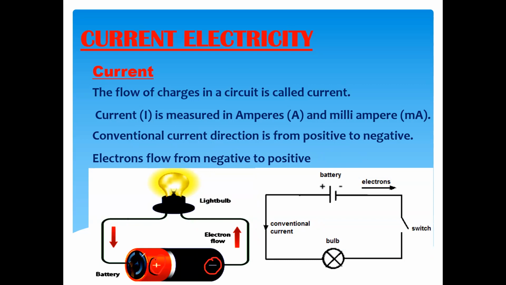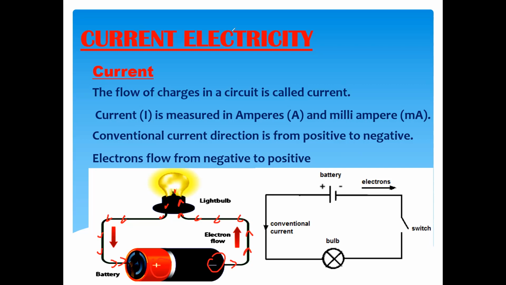On the left hand side there is a positive terminal, and on the right hand side there is a negative terminal. If I ask the direction of conventional current, how to represent it? It is from positive to negative. This is how we represent the conventional current. But if I say show the direction of electron flow, electron flow is opposite to the direction of the conventional current, so it is from negative to positive. This is how the electrons are moving.